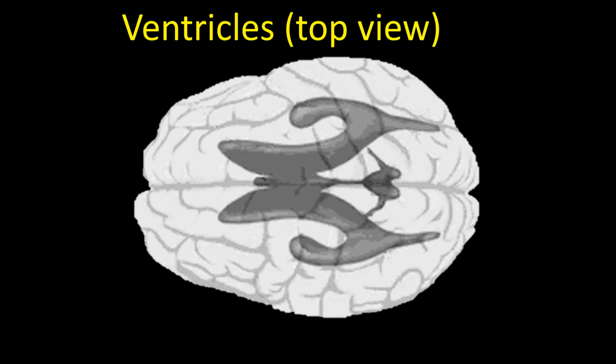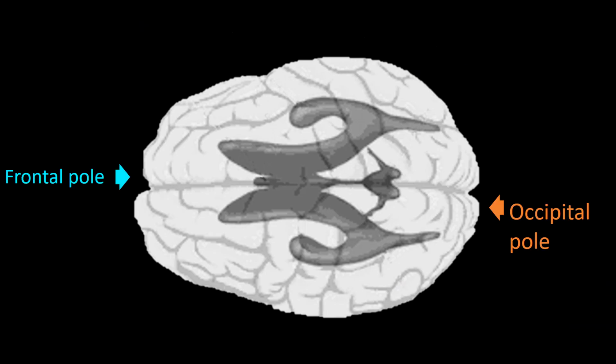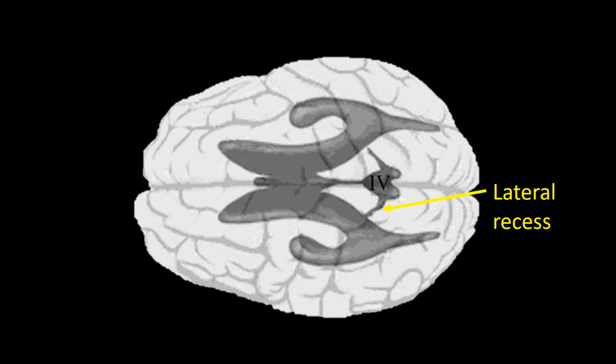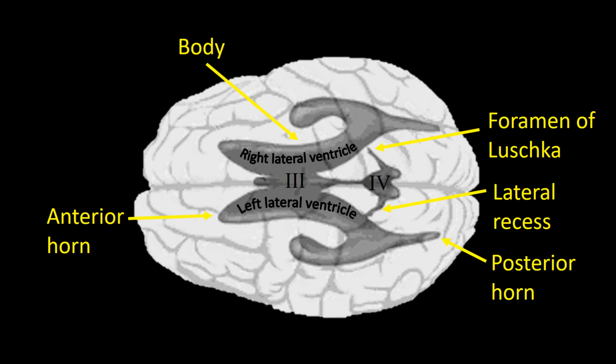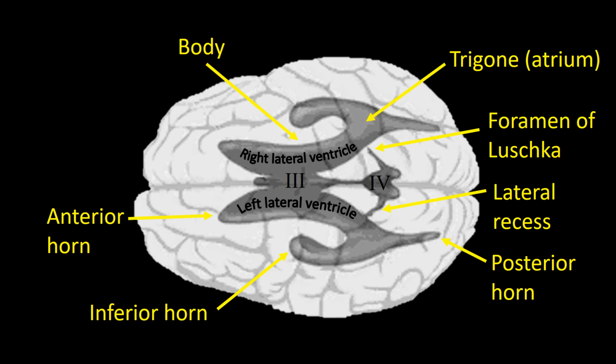Now, I like to illustrate the ventricles from the top view. Here, as you can see, I have indicated the frontal and occipital poles. Now, the fourth ventricle, the lateral recess ending in the foramina of Luschka, the third ventricle, and the lateral ventricles. In the lateral ventricles, we can see in this view the body, the anterior horn, the posterior horn, and the inferior horn. We can also see the trigone, as you can see in this frame.